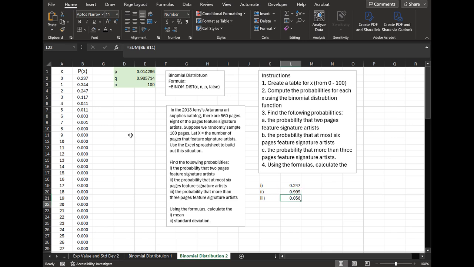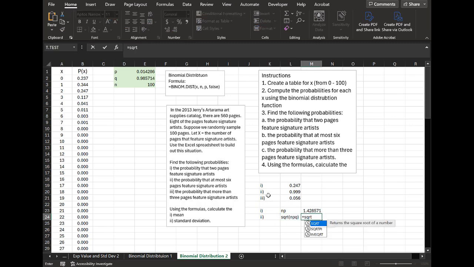The last questions are about the mean and the standard deviation. So remember, for the mean, you're just going to take n times p. So I'm just going to take 100 times my 0.014. So my mean is going to be this 1.428 and some change. And then for the standard deviation, that's the square root of npq. So again, I can just set up an Excel formula for that. I'm just going to take this n times this p times this q over here in the corner. And so then there's my standard deviation. And so that's all you have to do for that one.